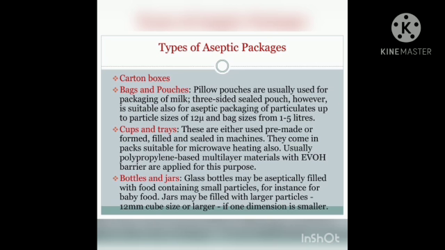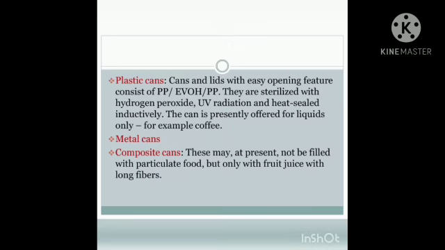Cups and trays. They are either used as pre-made or formed, filled and sealed in a machine. They come in packs suitable for microwave heating also. Usually polypropylene-based multi-layer materials with EVOH, ethylene vinyl alcohol copolymer, are applied for this purpose.